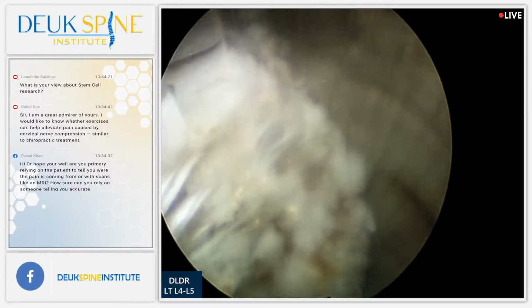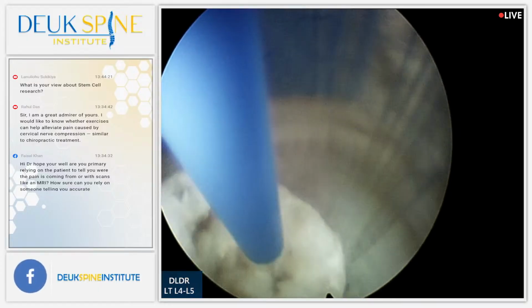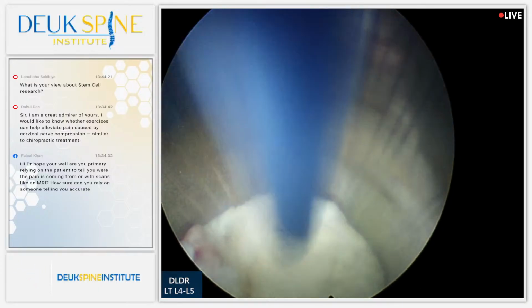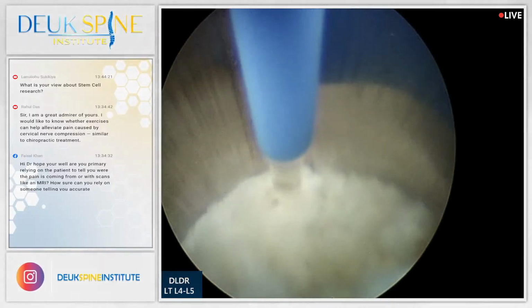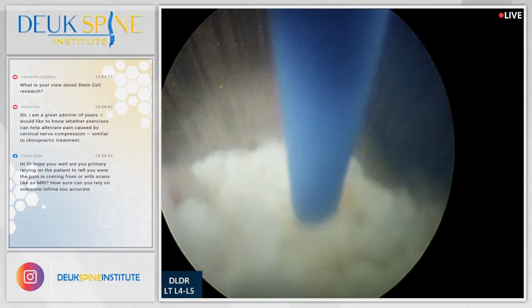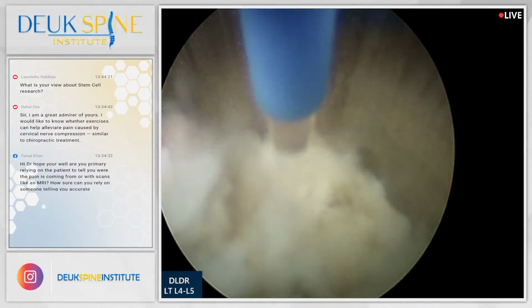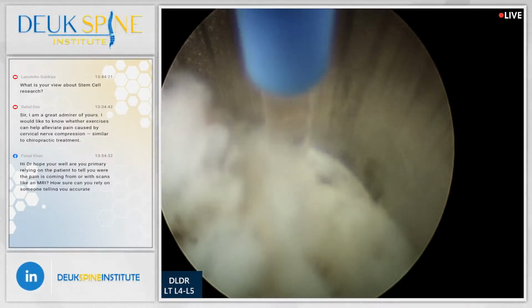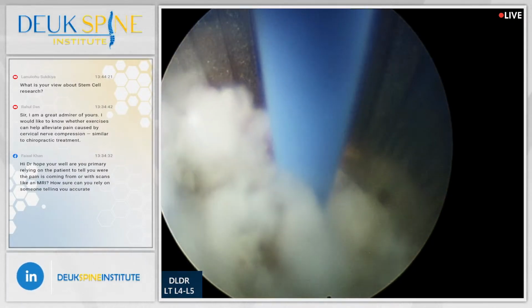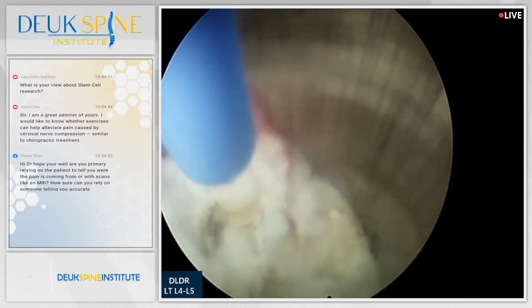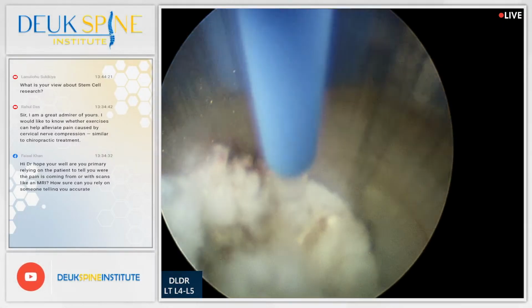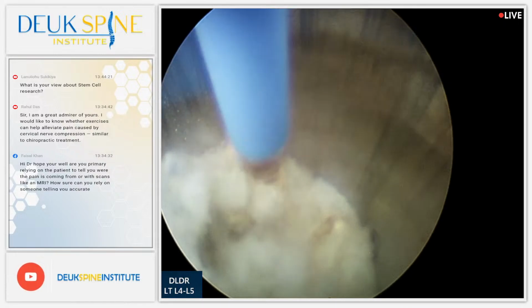This next question is coming from Faisal on Facebook. Oh my God, Faisal. Asking, Doctor, hope you are well. Are you primarily relying on the patient to tell you where the pain is coming from, or with scans like an MRI? How sure can you rely on someone telling you accurate information? Because it may be referred pain.